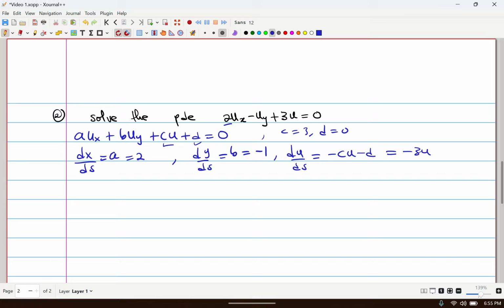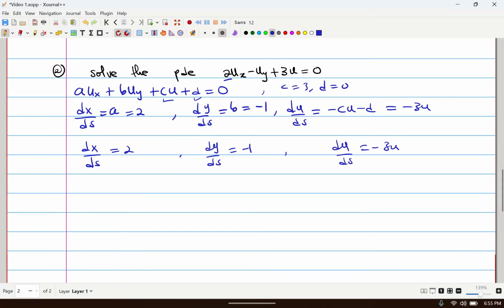So the system that we're going to solve is dx/ds is equal to 2, dy/ds is equal to -1, and du/ds is equal to -3u. Solve the system with ODE ideas.